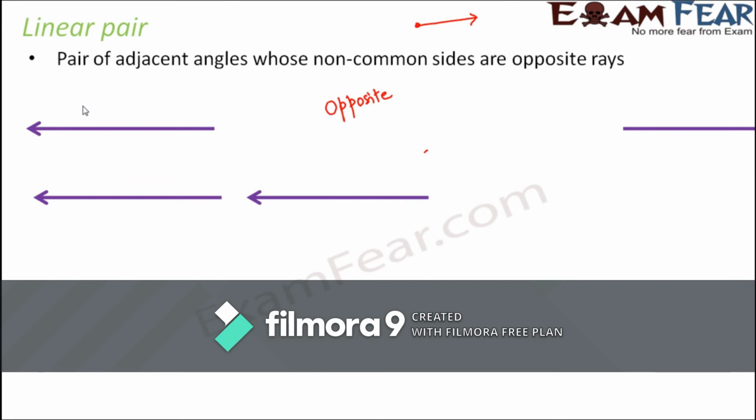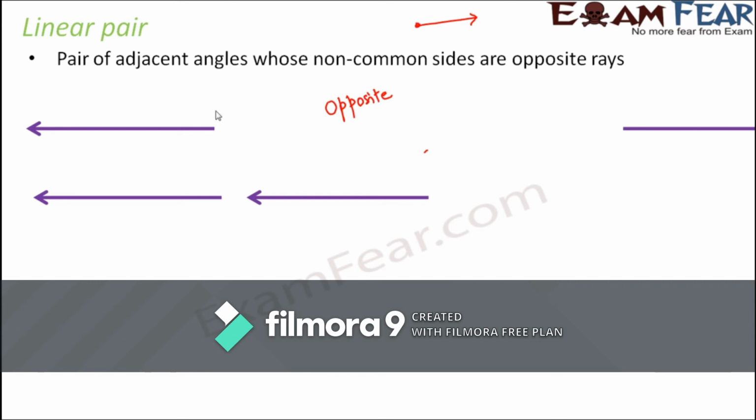Okay, now let us try to understand the definition of linear pair. Linear pair are two such angles which are adjacent, that means which are located side by side. They should satisfy all the criteria to become adjacent. At the same time, their non-common sides are opposite rays.